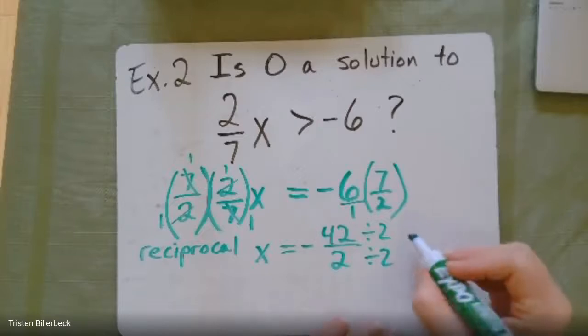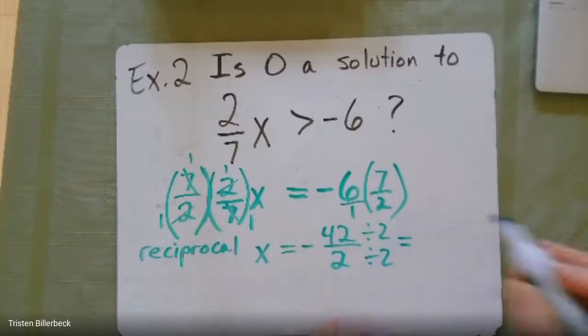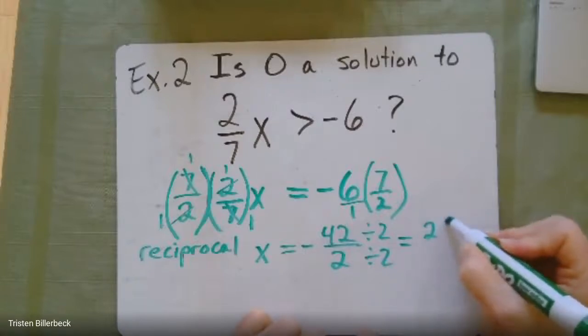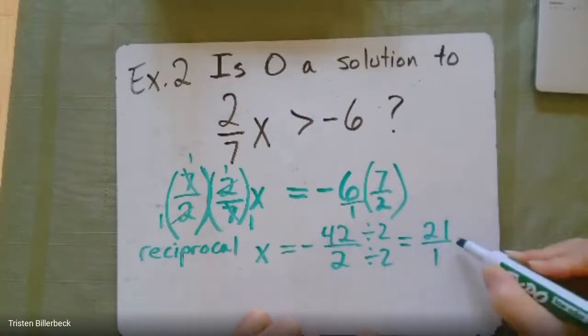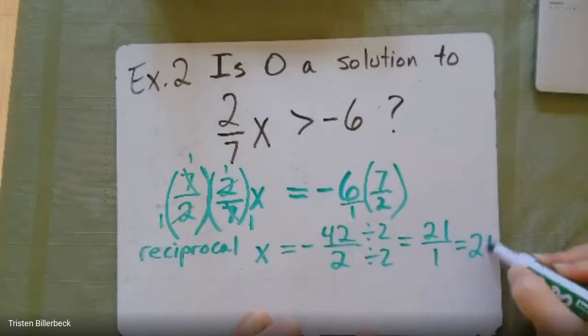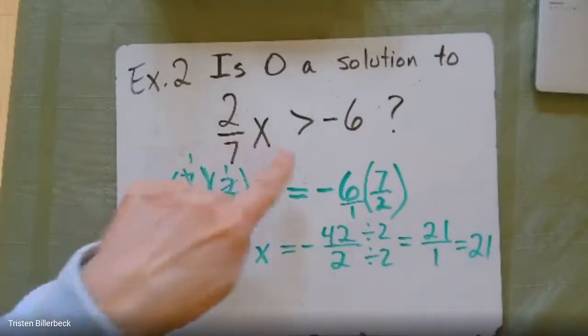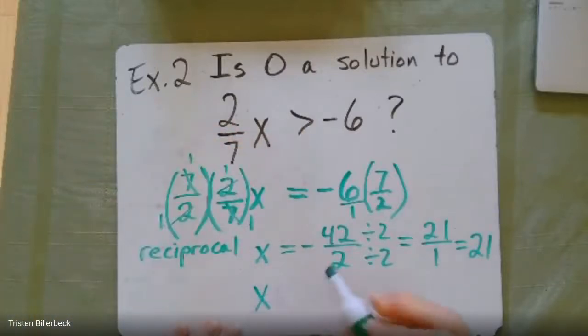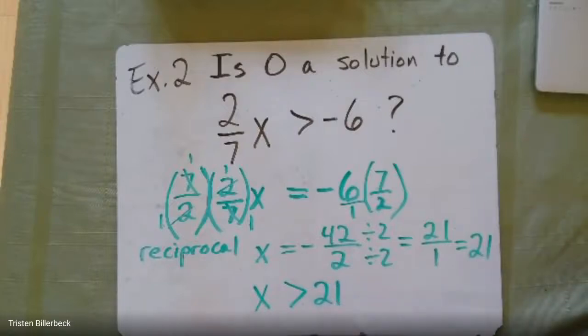Okay, they both are divisible by 2, and we have 42 divided by 2. So that's 21 over 1, and 21 over 1 is just 21. So we remember what we started with, that sign, and we write x is greater than 21.